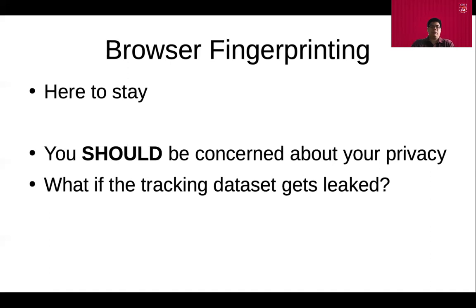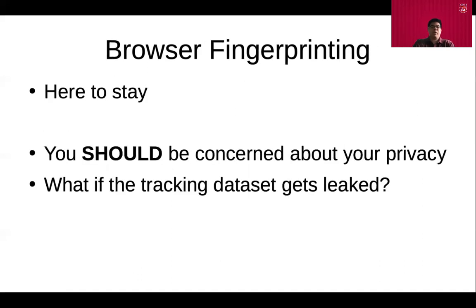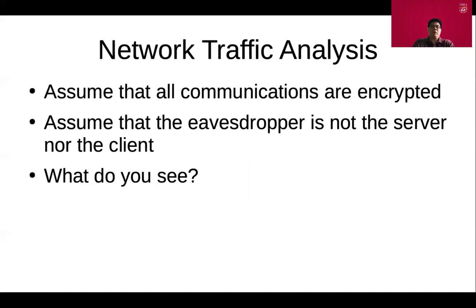So the point of this talk so far was that you should be concerned about your privacy, and also should think about what if that tracking data set gets leaked. What kind of information can people get about you? What I want to talk about now is kind of a switch of gears. That was fingerprinting, seeing who you are. Now I'm geared more toward the network traffic. Let's assume that all communications you do are encrypted, and also anonymous, meaning that you cannot see who the server is and you don't know who the client is.